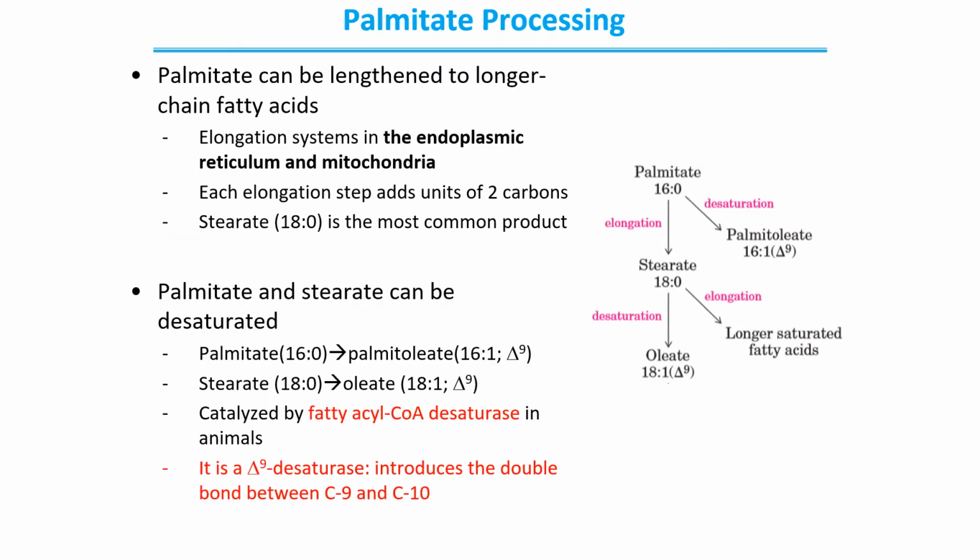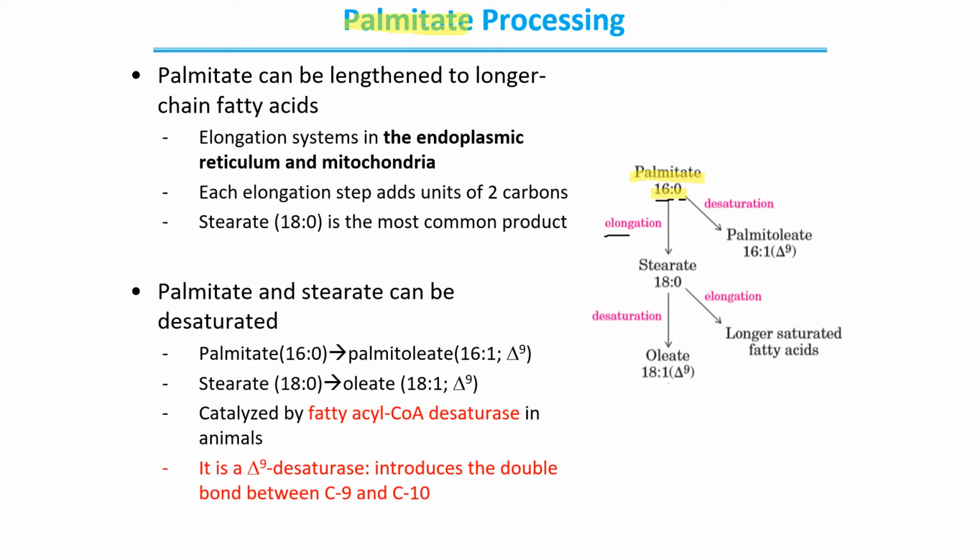Next up is what we call palmitate processing, or making changes to the palmitic acid that we make, because there are different types of fatty acids that are required in the body. This palmitic acid has 16 carbons in it and no double bond, which is represented here: 16 carbons, 0 means no double bond, so it's a saturated fatty acid.